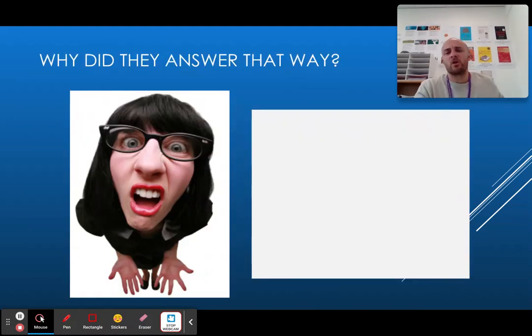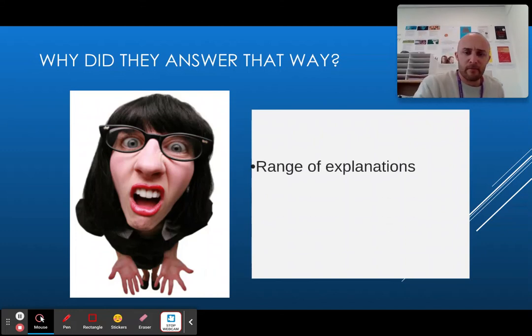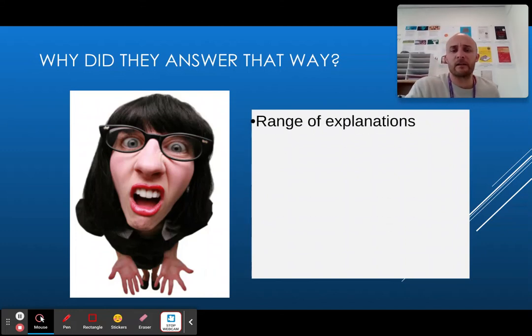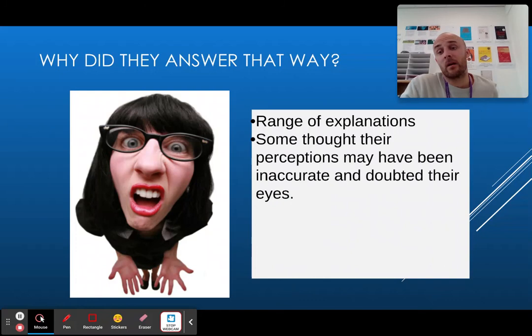But psychology wants to know why. Why did these people behave this way? And Asch provided a range of explanations. And partly they were ISI and NSI. So some thought that their perceptions may have been inaccurate and they doubted their eyes. They actually doubted their vision. That, and please write this down, is informational social influence. You need to link that to informational social influence. They think everyone else is right. They think their eyes are wrong. So they give in because of cognitive reasons.